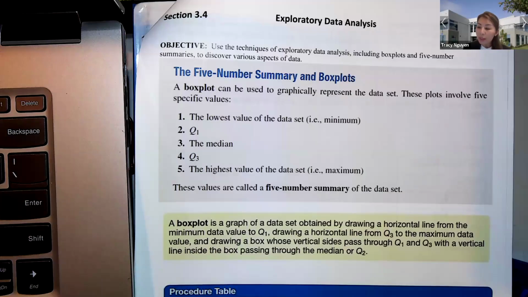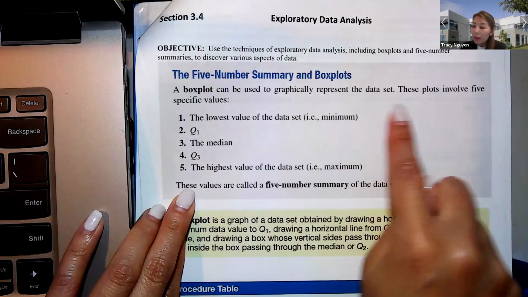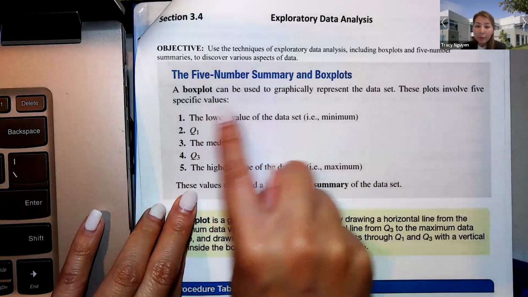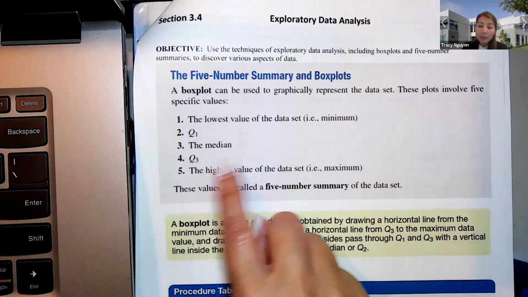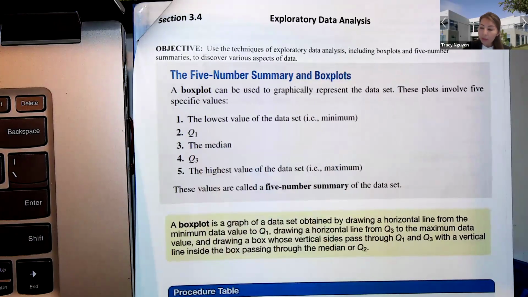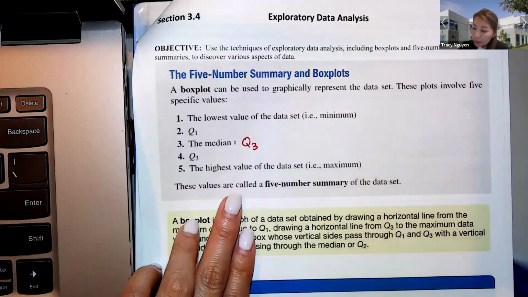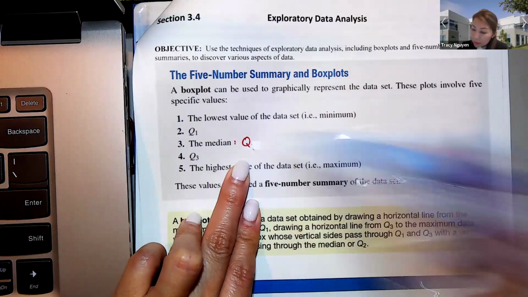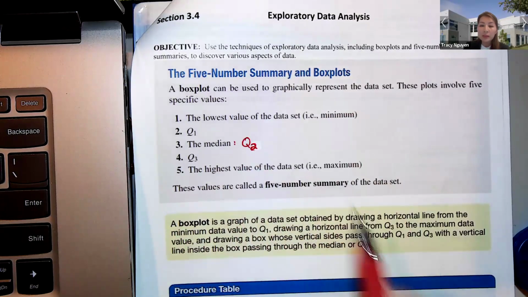All right, so we need the 5-number summary in order to draw the box plot. So here's what we have. A box plot can be used to graphically represent the data set. These plots involve 5 specific values. What are the 5 specific values? The lowest value from the data set, which is the minimum. Q1. The median of the data set, which we know is Q2 from our previous lesson. Sorry, I said Q2, but I wrote Q3. The median, which is Q2. Next, we have Q3 and the highest value from the data set, which is the maximum.